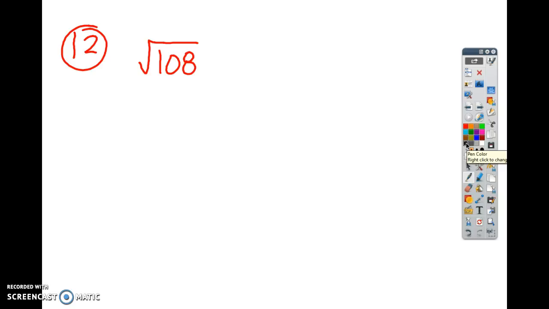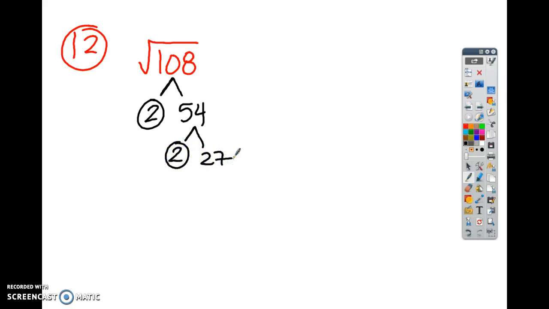Okay, so first thing you can do is factor tree, because this is not a perfect square, so you can divide 108 by 2, and that gives you 54. 2 is a prime number, 54 is not a prime number. 54 can also be divided by 2, which gives you 27. 27 cannot be divided by 2. That's going to give you a decimal, but it can be divided by 3, which gives you 9, and 9 can be divided by 3, which gives you 3.